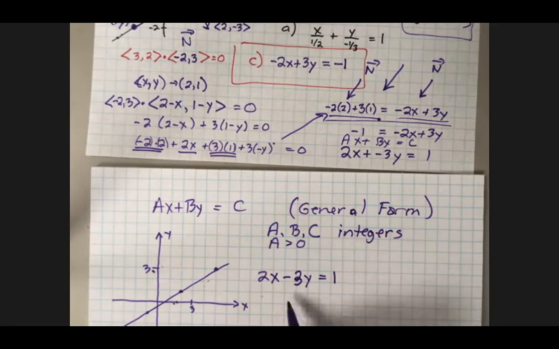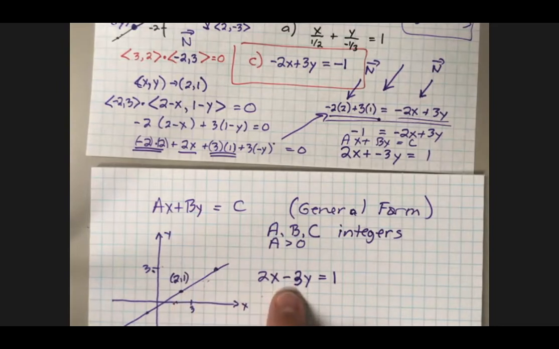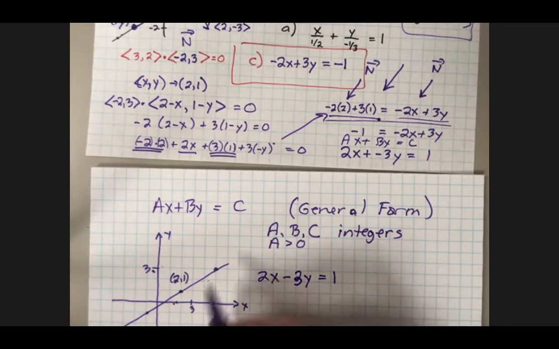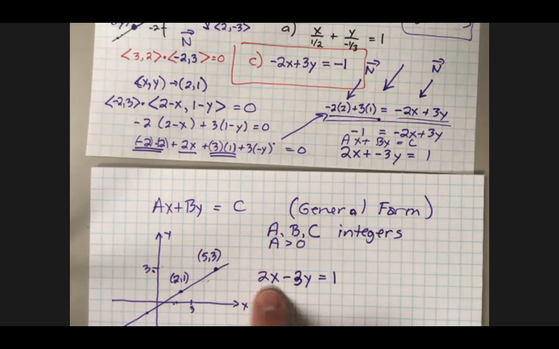What's another cool thing about the general form of a line? The general form of a line is very easy to test points in. Right? You got the point 2, 1. Does the point 2, 1 make this sentence true? 4 minus 3 is 1. Yes. How about the point 5, 3? Does the point 5, 3 make this sentence true? 10 minus 9 is 1.